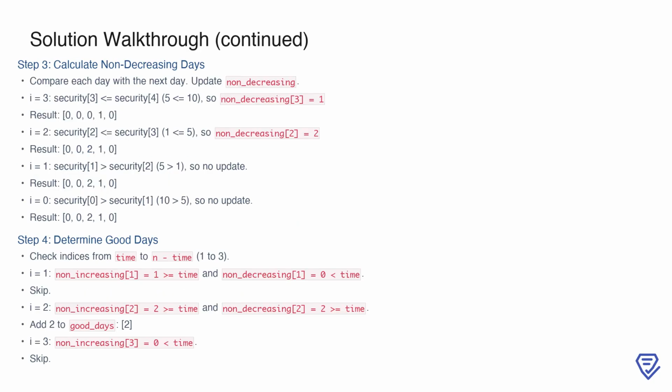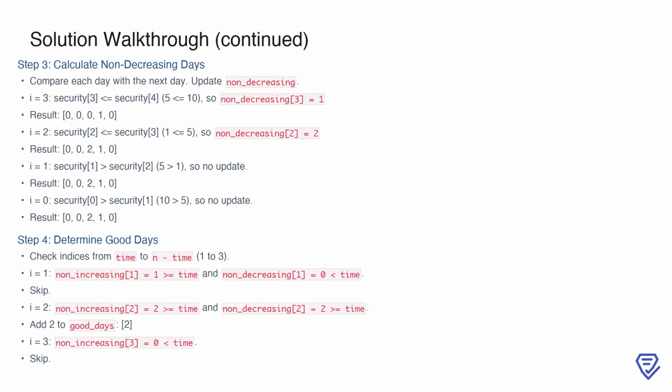Next, we calculate the non-decreasing array by iterating through the security array from right to left. Starting at day 3, we compare each day's security with the following day. If the current day's security is less than or equal to the next day's, we increment the value in the non-decreasing array. For example, on day 3, 5 is less than or equal to 10, so non-decreasing 3 becomes 1.